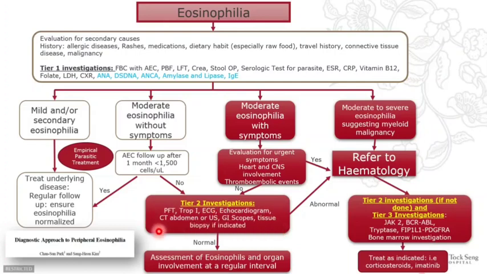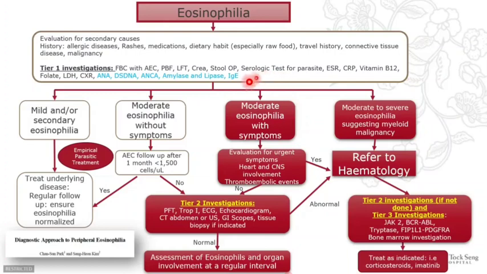If you have a GI cause, sometimes a CT abdomen, ultrasound, or refer to your friendly gastroenterologist for scopes. And then if tissue biopsy is indicated, then do so. If these two investigations are normal and they don't have symptoms, then you have to assess the eosinophils and organ involvement at regular intervals.